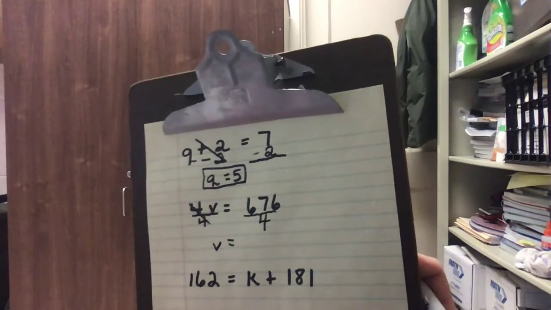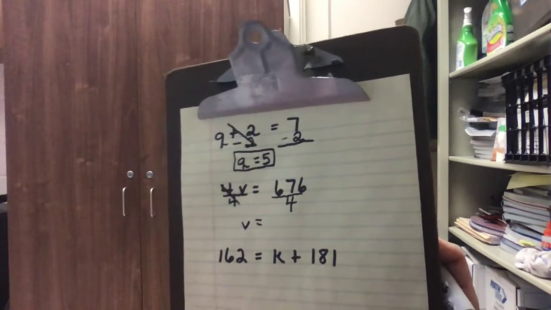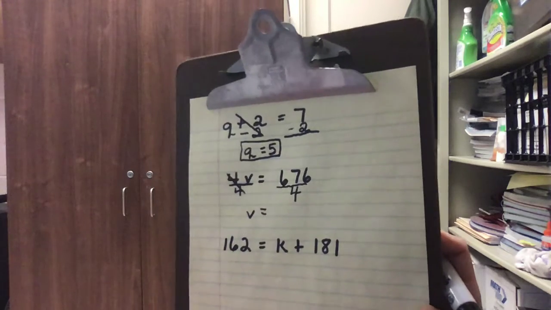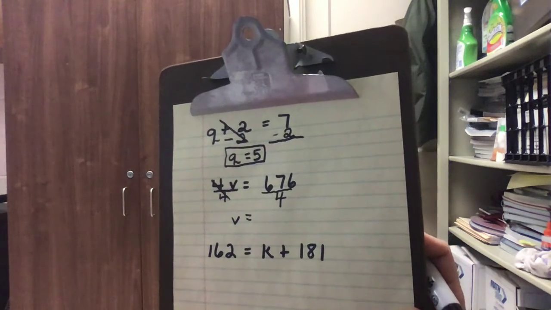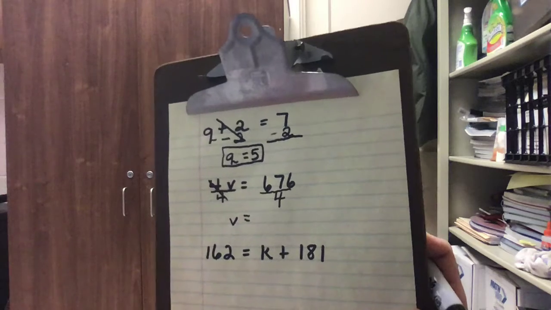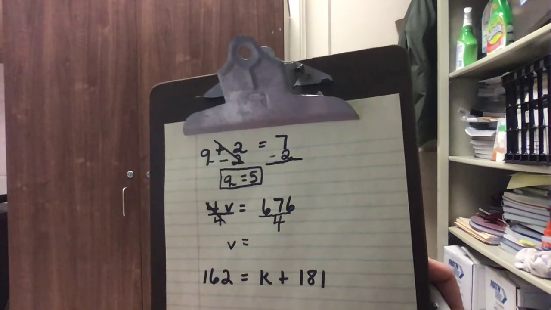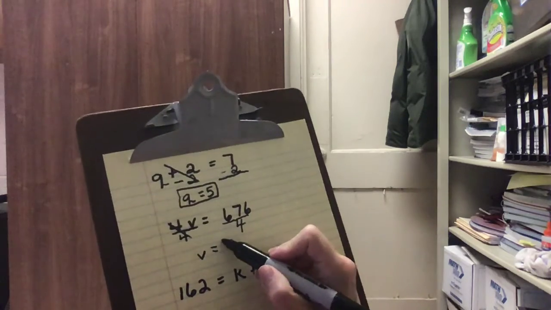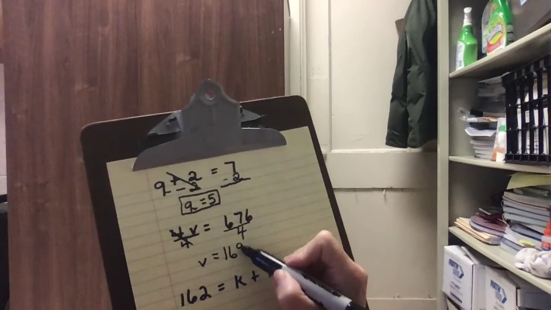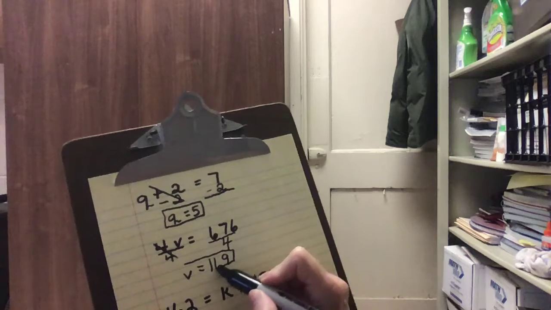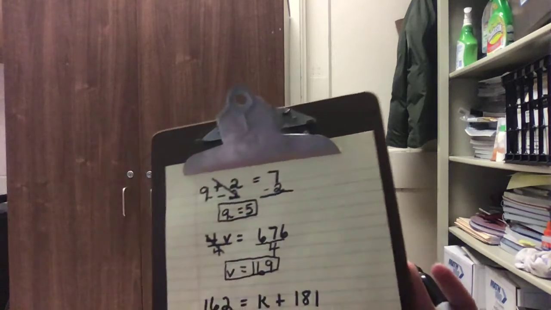676 divided by 4 is, you would take a couple minutes to figure that out. You wouldn't have that in your mind already, but when you do figure it out, you will find that it is 169. V equals 169. And then that equation is done.